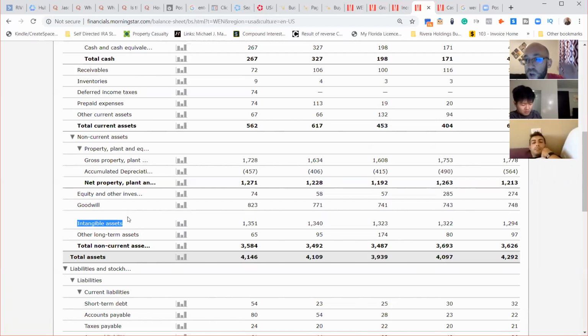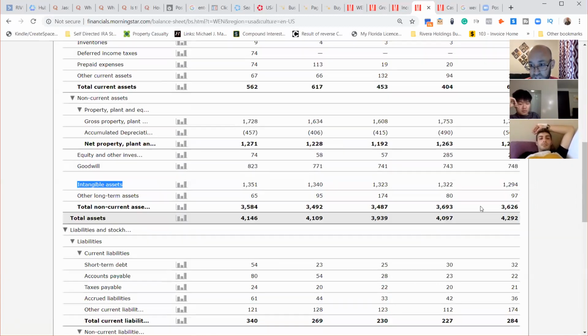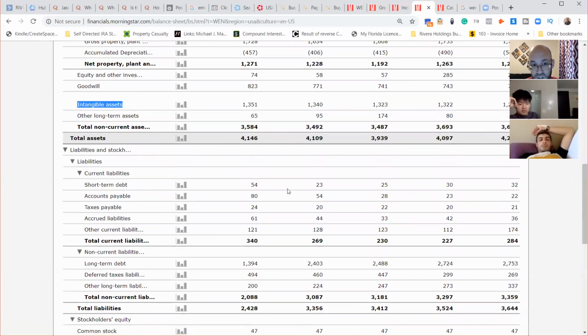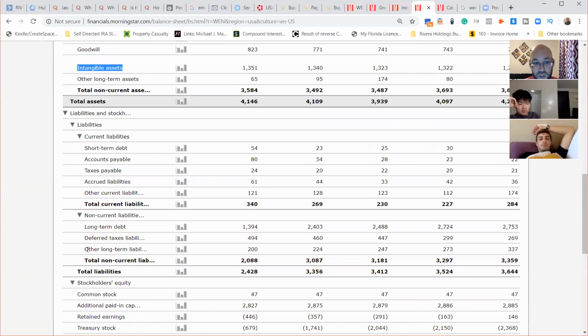Now, in this case, because Wendy's is a pretty big brand name in the United States, there's some value here. But what I'm going to show you is something you'd pretty much never see, especially on a giant company: when you subtract the goodwill and intangible assets from the assets section of the book value calculation, and then you subtract total liabilities, tangible book value is negative. What does that mean?